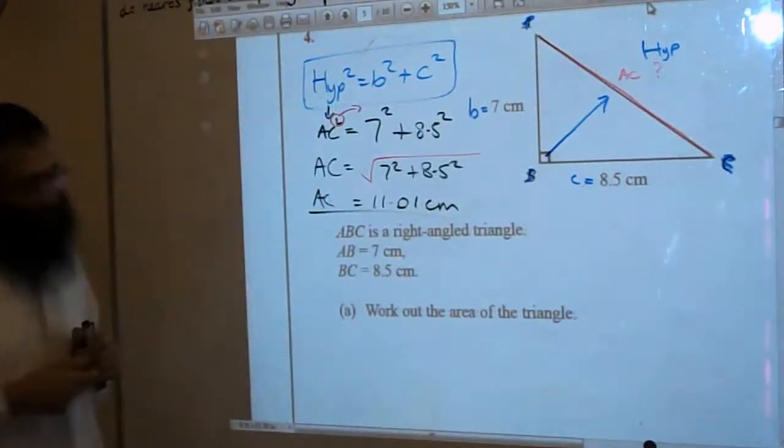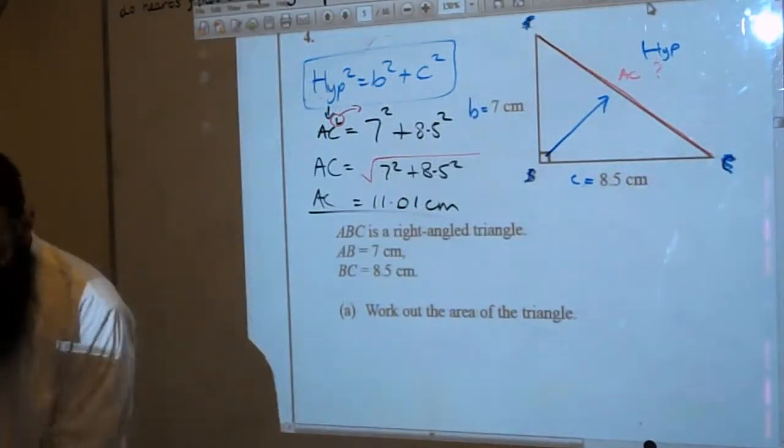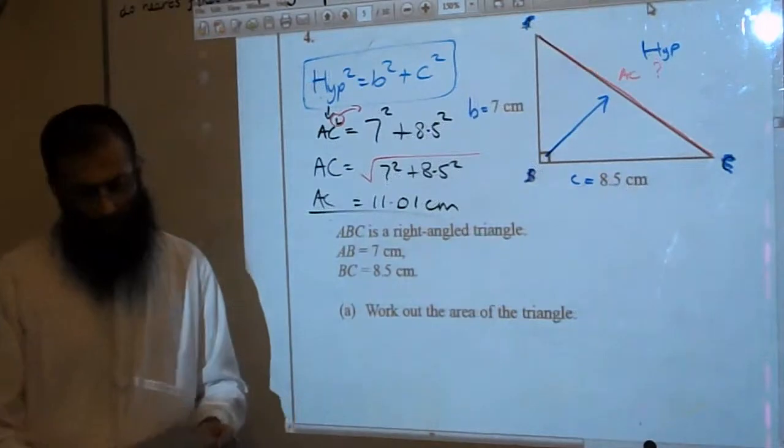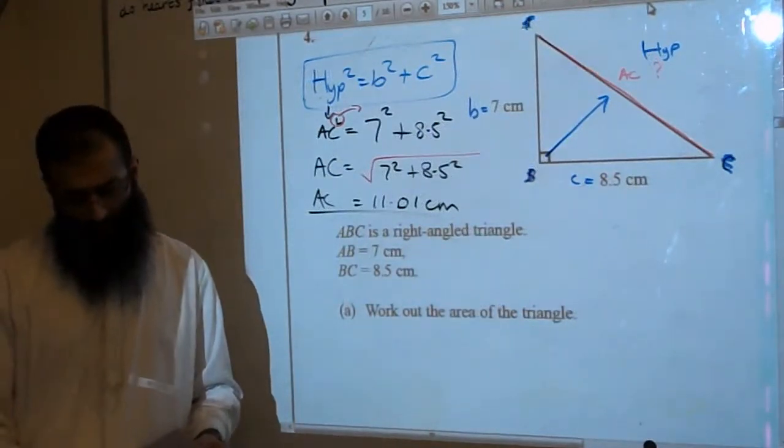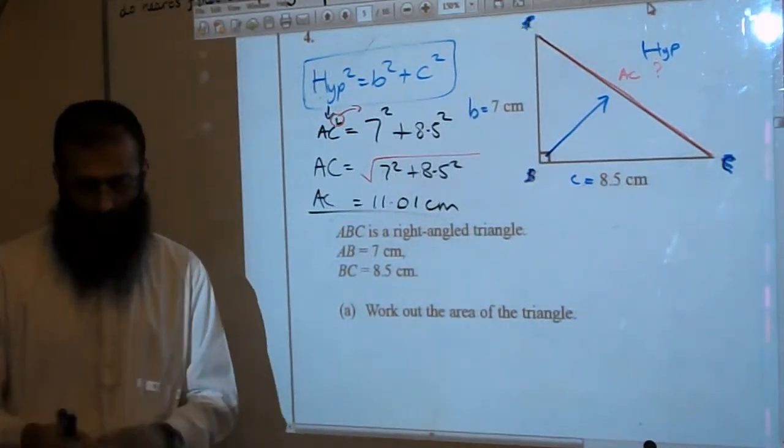Done. Okay, right. That's question 4 finished, and it carries onto this page. There's another question. Yeah, big 4. Okay.